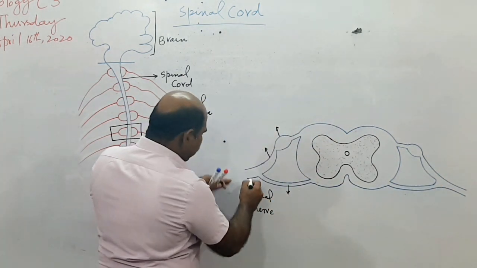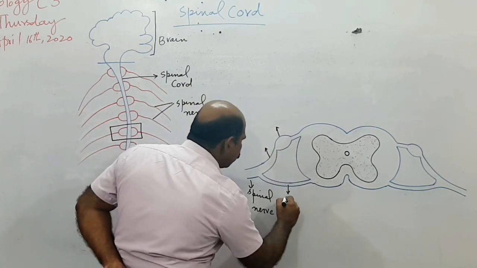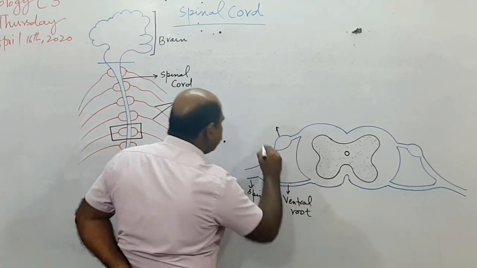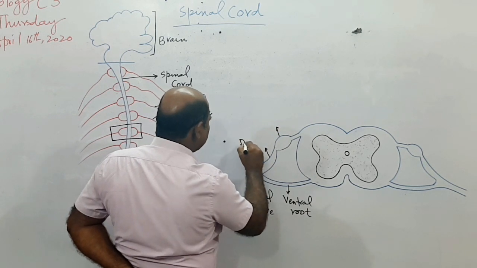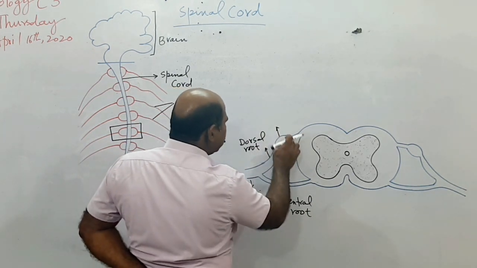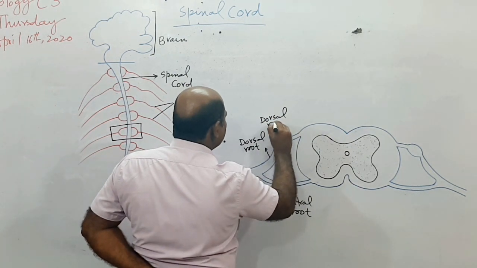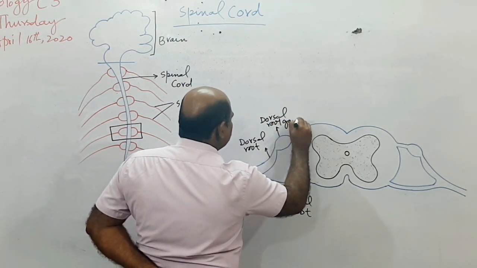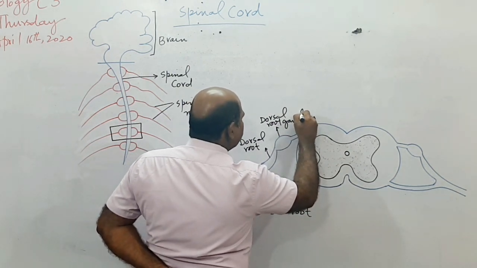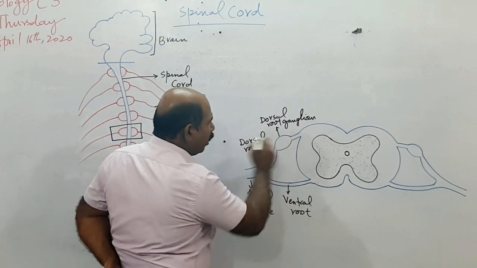So this part is the spinal nerve, and this is called the dorsal root, and this is known as the ventral root. This is the ventral root. This portion is the dorsal root, and this bulging part is also there, which is known as the dorsal root ganglion. Basically, a ganglion is the region where the cell bodies are accumulated. So this is what we call the dorsal root ganglion.